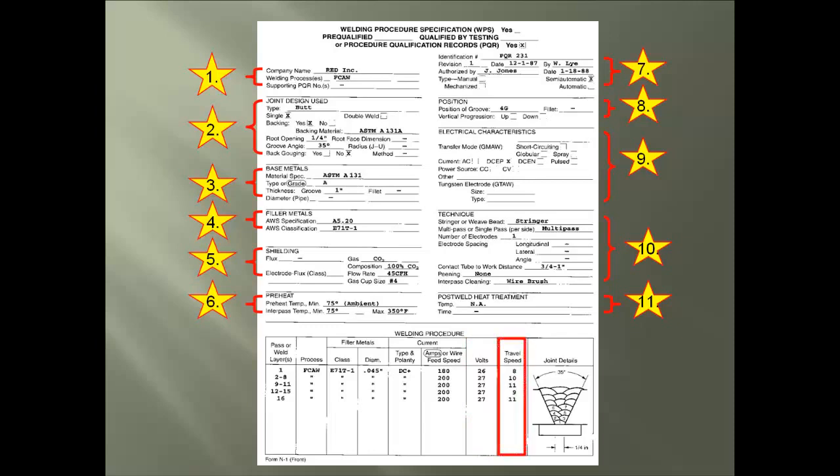And lastly, we see the travel speed column, which is how fast the welder will move the welding nozzle down the weld joint length. And these numbers represent the inches per minute it will take the welder to complete this pass.